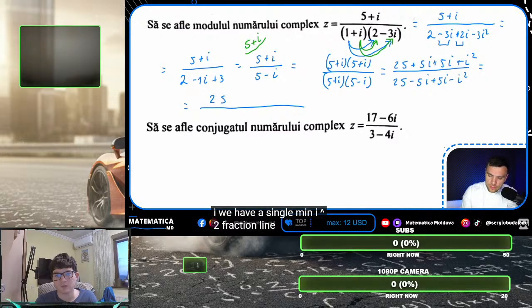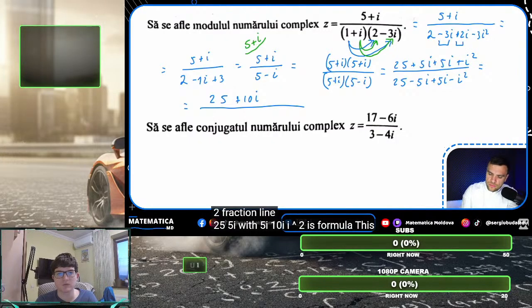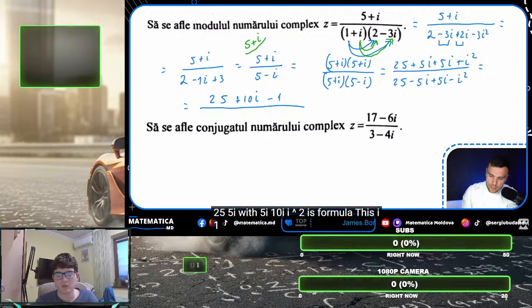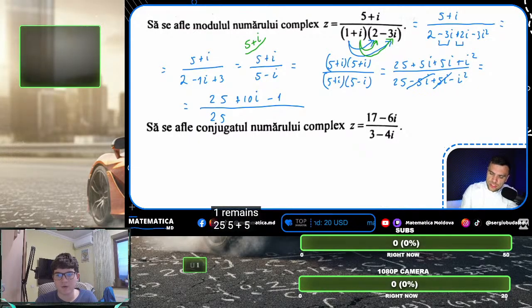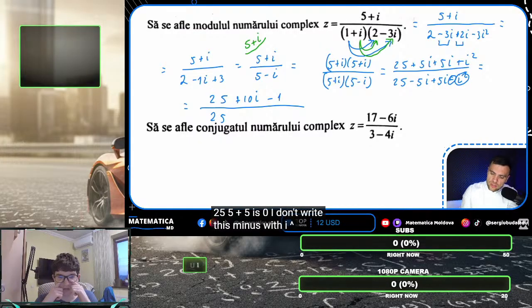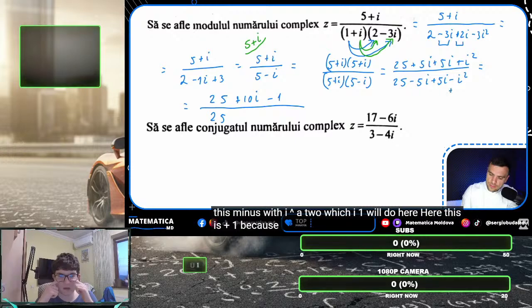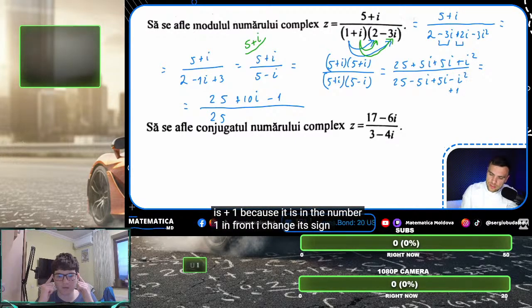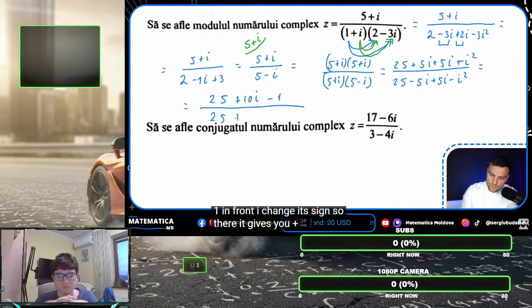25 plus 10i plus i to the second power. That's -1, yeah. And then there we have +1 based on that. So up there we'll have 24 plus 10i, and down there we will have 26.